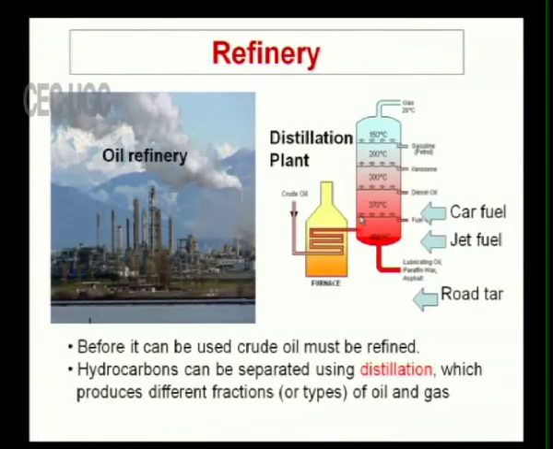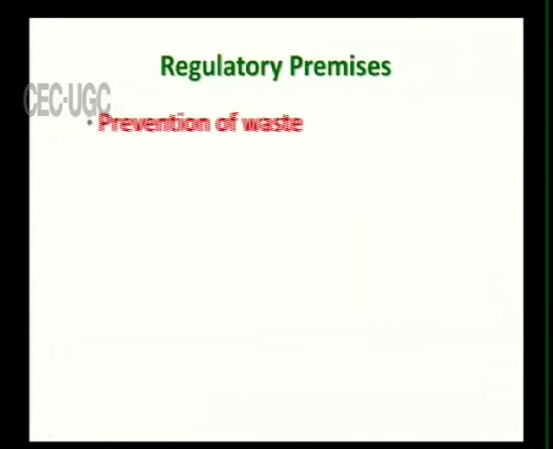In Chennai also there is a refinery. The oil refinery is a distillation plant, and when the petroleum is distilled at various temperature zones, various chemicals evolve, and therefore the car fuel, jet fuel, road tar, all these are byproducts of the distillation plant. And the final tar is also one byproduct that we are using for making roads.